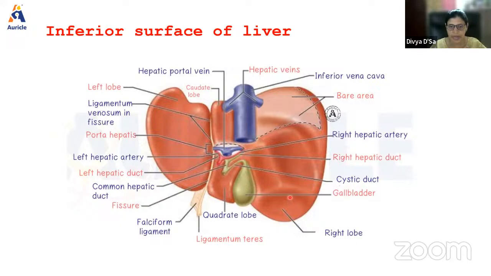Then we have the colic impression, which is formed by the right colic flexure. Then we have the renal impression, which is related to the anterior surface of the upper part of the right kidney. These are the things you need to know. This entire surface that we see here is the inferior surface of the liver.